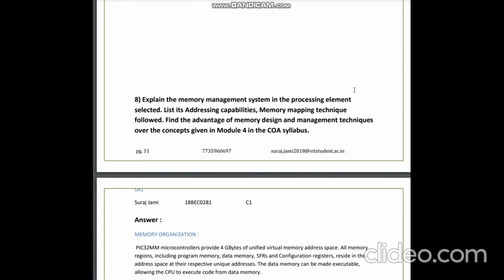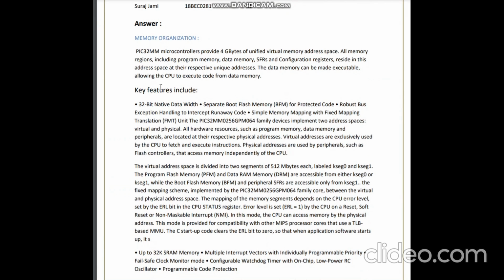So let's go to the eighth question. Explain the memory management system in the processing element selected, let's say its addressing capabilities and memory mapping technique followed. Find the advantage of the memory design and management techniques over the concepts given in module 4 in the COA syllabus. So what is memory organization? PIC32MM microcontrollers provide 4 gigabytes of unified virtual memory address space. All memory regions, including program memory, data memory, SFRs and configuration registers, reside in this address space at their respective unique addresses.